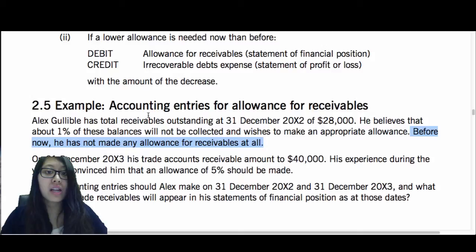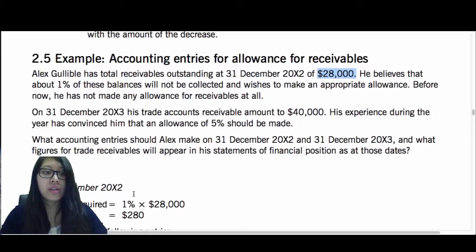So how do we calculate the allowance? We should do 1% times 28,000, because 28,000 represents the total receivables that he has. So as you can see here, the allowance required will be $280 in the first year. Now, on 31st December 2003, his trade receivables amounted to $40,000. His experience during the year has convinced him that an allowance of 5% should be made.